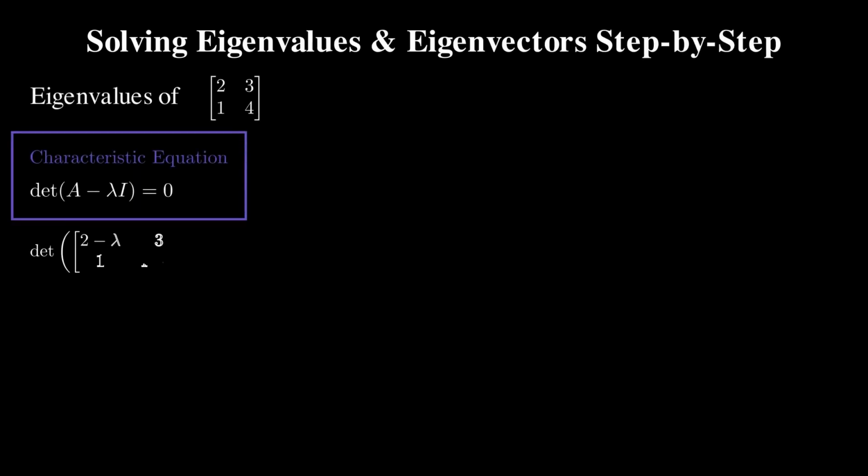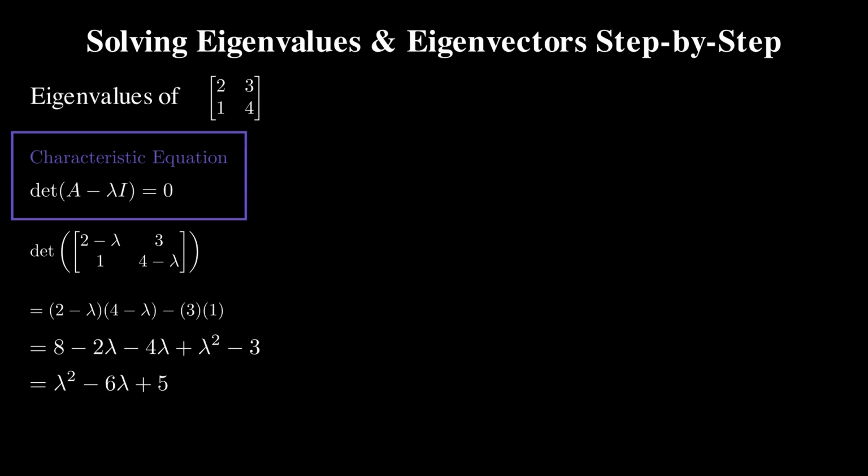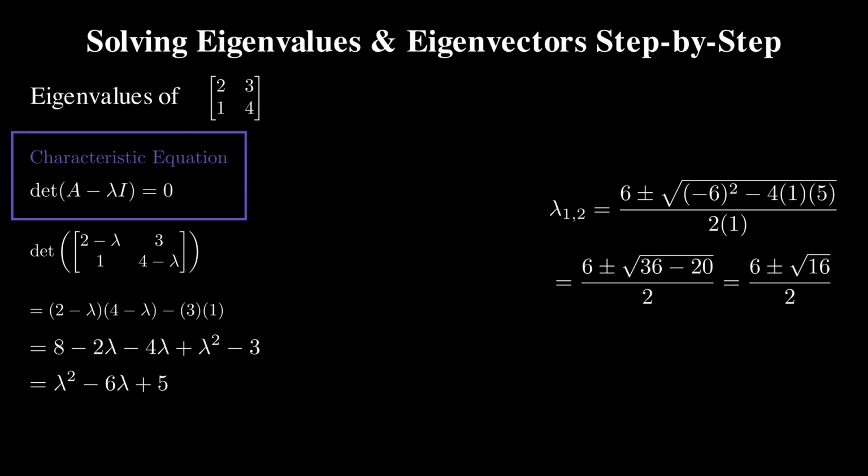We start by writing the characteristic equation, determinant of A minus lambda I equals 0. Now we expand the terms from the determinant. Simplifying this gives us a quadratic equation. We solve the quadratic using the quadratic formula. We simplify under the square root. And finally, we find the eigenvalues, lambda equals 5 and 1.